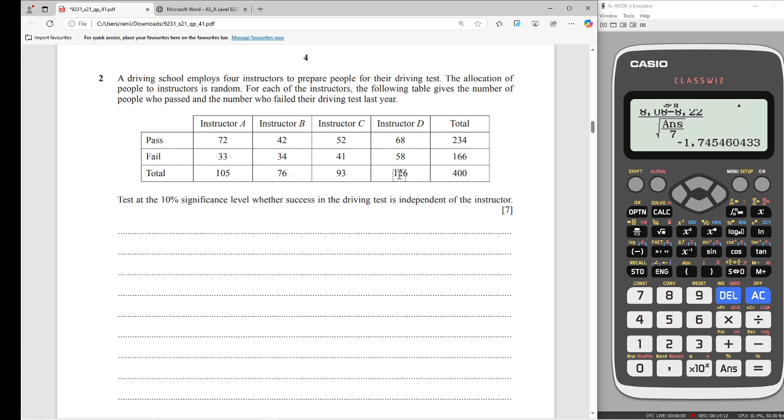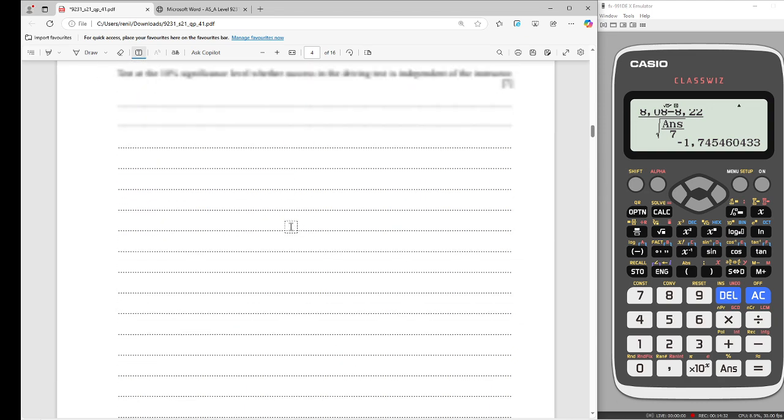Now, them giving the totals is a big boost for us, because normally we had to calculate the totals ourselves, and they just made our process much less tedious. So calculate at the 10% significance level whether the success in the driving test is independent of the instructor.